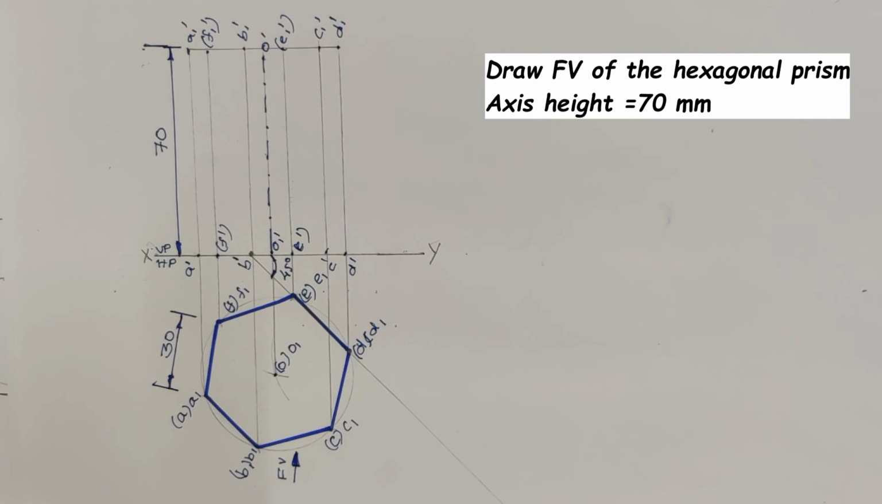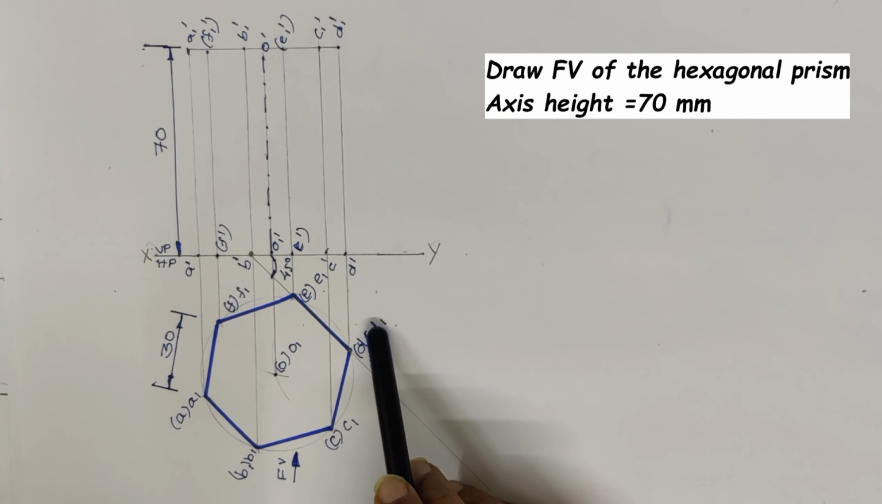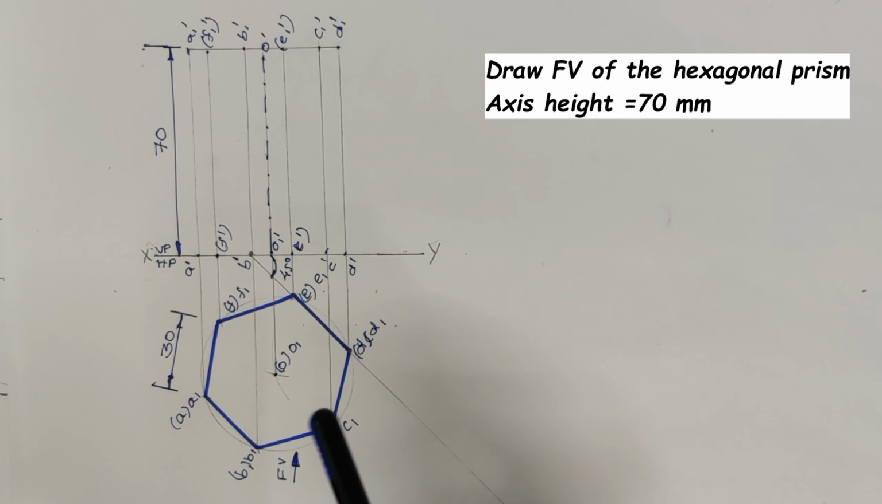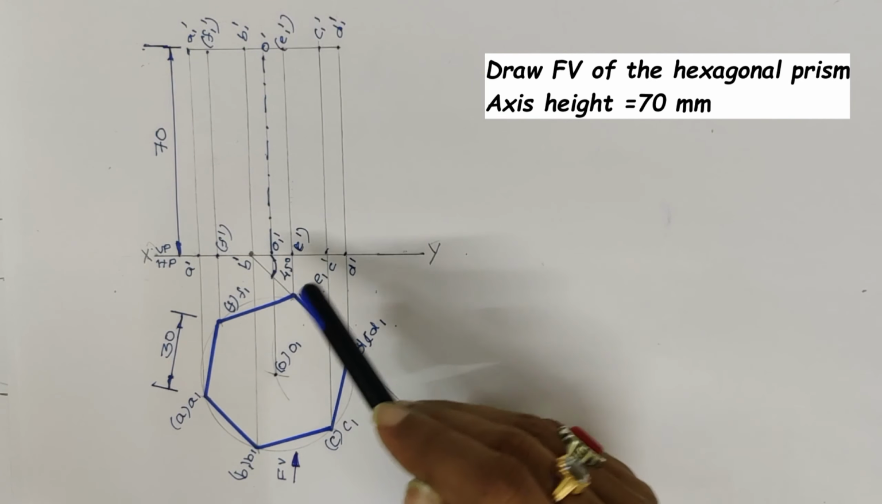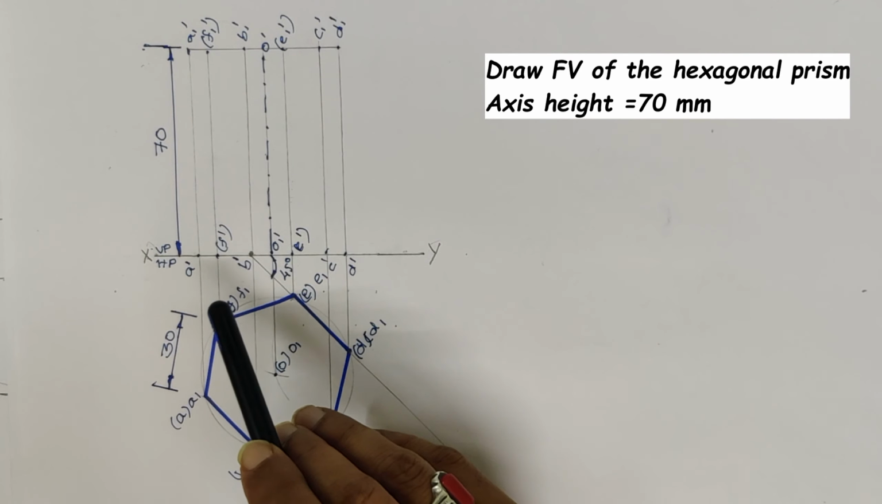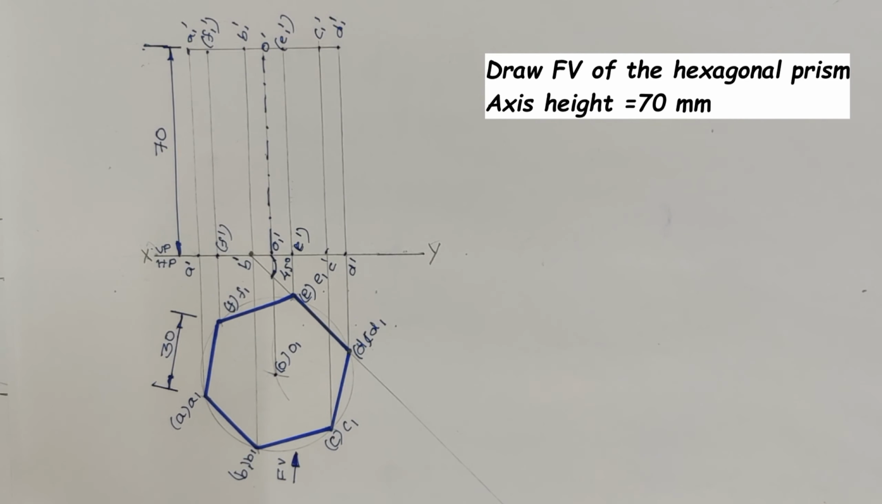For the observer, the face edges A dash and A1 dash, B dash and B1 dash, C dash and C1 dash, D dash and D1 dash are visible, whereas E dash and E1 dash, F dash and F1 dash face edges are invisible. So draw visible face edges with continuous lines and invisible face edges with dashed lines.